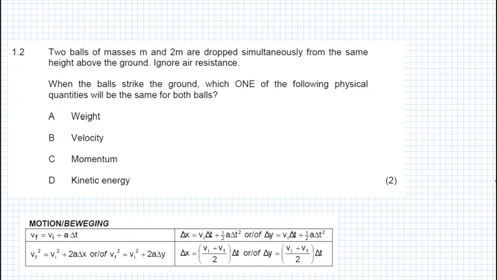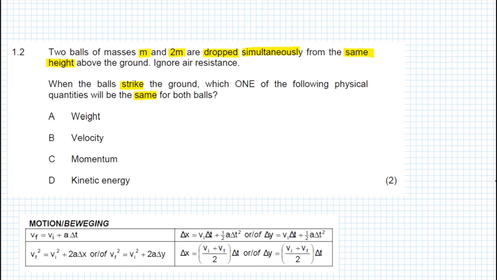We now move on to question number 1.2, which says, two balls of masses m and 2m are dropped simultaneously from the same height above the ground. Ignore air resistance. When the balls strike the ground, which means they're going to hit the ground, which one of the following physical quantities will be the same for the balls? Will it be the weight, the velocity, the momentum, or the kinetic energy of each ball?